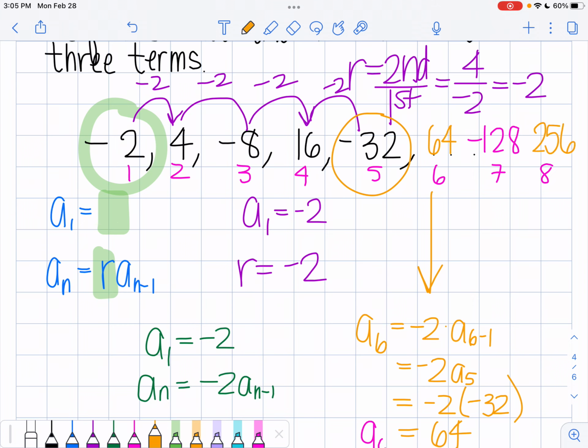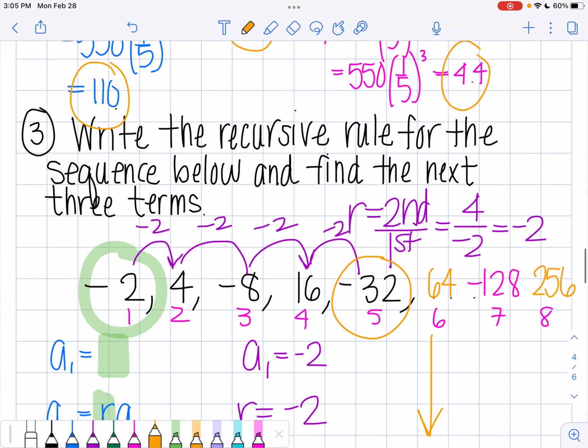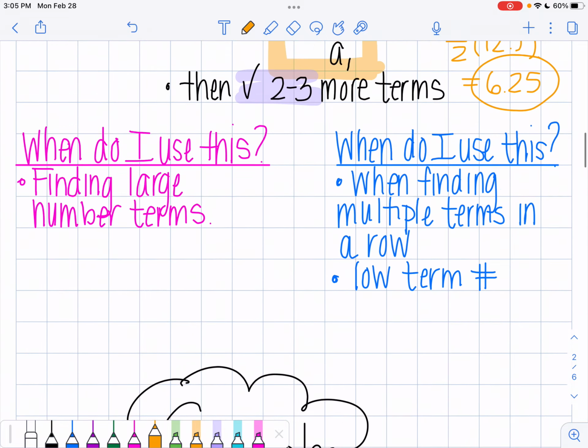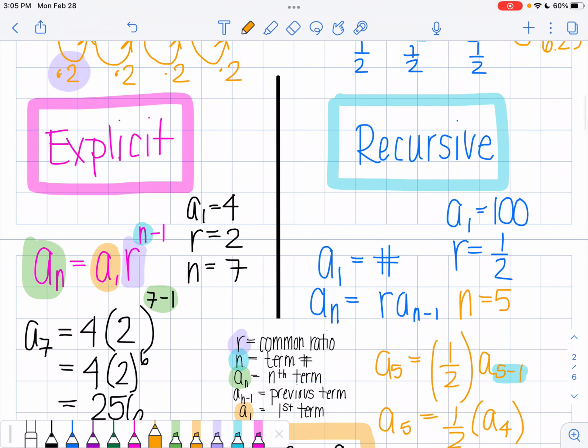Okay, so when you're working with geometric sequences, remember you're multiplying by the same number every single time. And you can either use the explicit or the recursive formula, and you get to choose if they don't tell you. But remember, you want to use this explicit formula when you're trying to find a large number term. Otherwise, you just have to keep taking the previous term and multiplying it by that same number. And if you don't want to have to do that 100 times, that will take a long time.